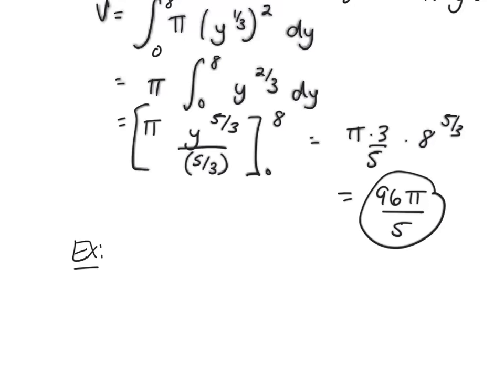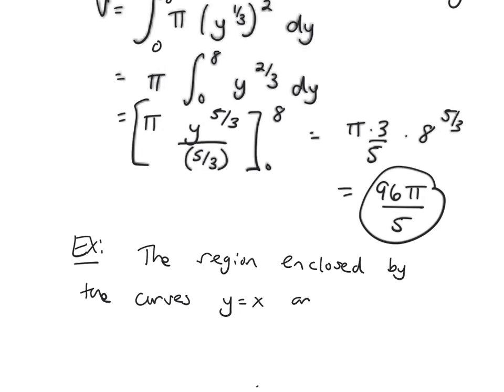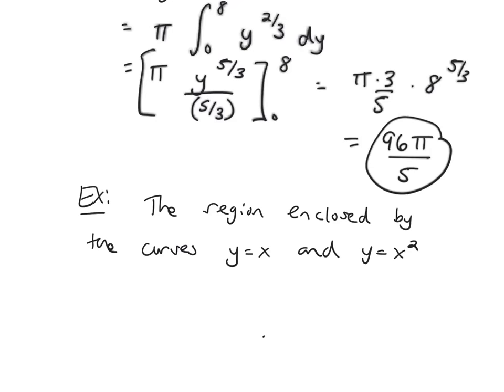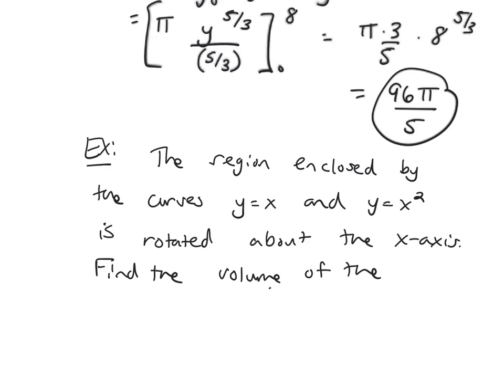Let's say the region enclosed by the curves y equals x and y equals x squared is rotated about the x-axis. Find the volume of the resulting solid.